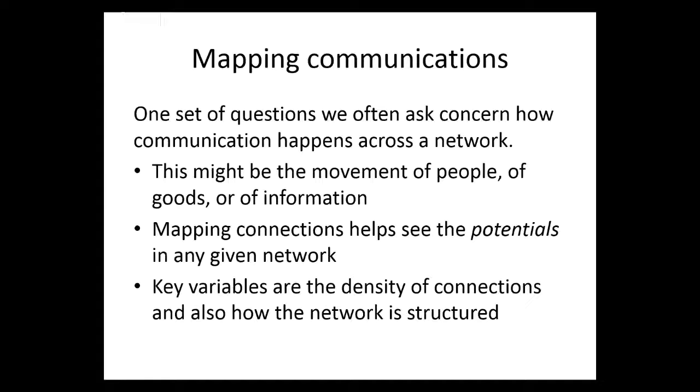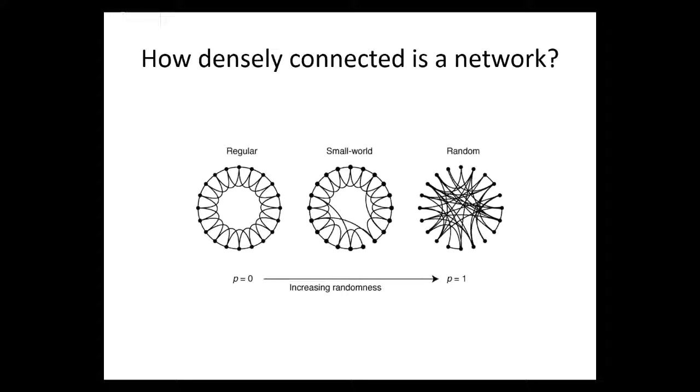Now, these are only potentials, not all potentials are realized, and so we sometimes want to ask why a potential fails to be realized. And there are two sets of variations in network to think about. One is the density of connections, and the other is how it's structured. So for the last few slides, I want to just look at those things. How dense is a network?